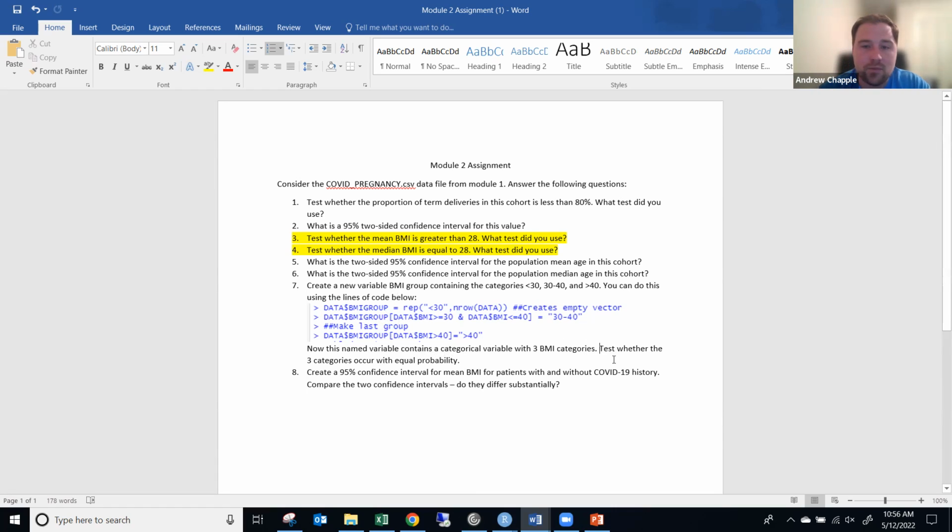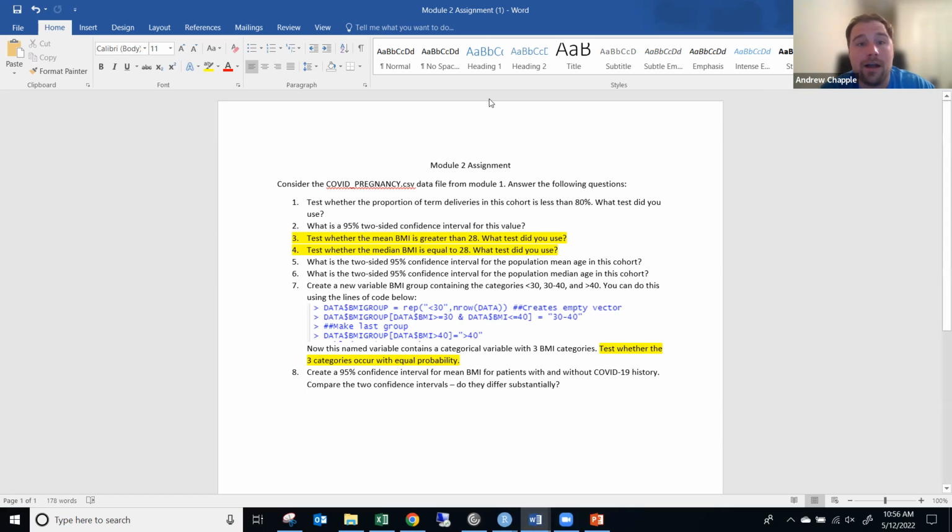I want you to test whether the 3 categories occur with equal probability. That is related to what we just discussed. And then I'd also like you to create a 95% confidence interval for the mean BMI for patients that had COVID-19 and did not have COVID-19. And I'd like you to compare those confidence intervals. Are they drastically different? And that's the end of the assignment.